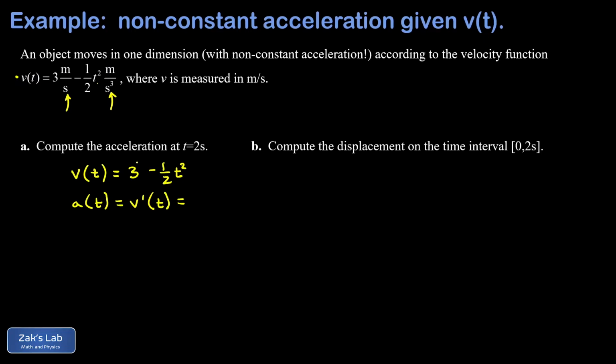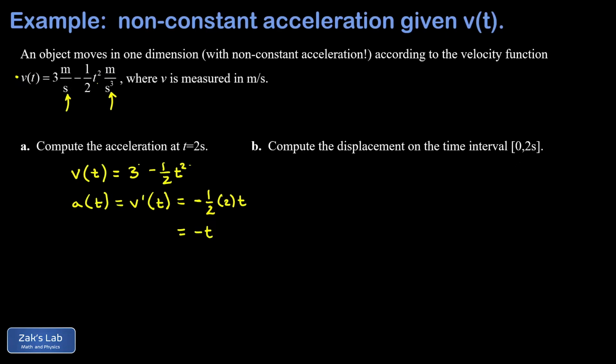And when I differentiate the constant, I get 0. And when I differentiate the 1/2 t squared, I have to use the power rule. So I bring down a factor of 2 in front and subtract 1 from the original exponent, giving me a t to the 1, or just t. And my acceleration function turns out to be, in general, negative t.